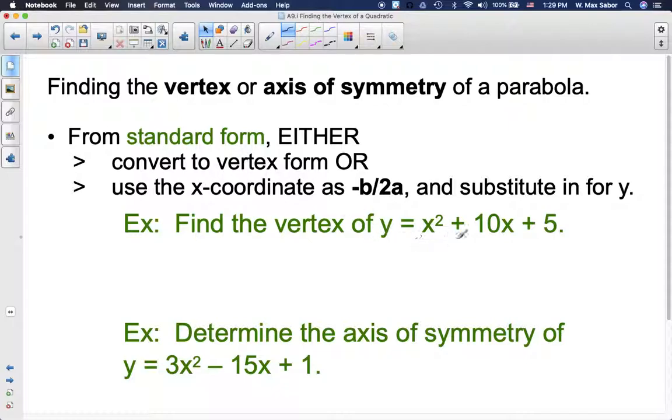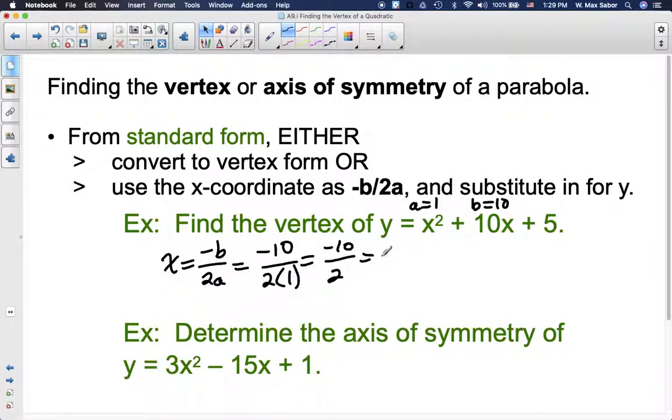For standard form, we're going to either convert to vertex form or use negative b over 2a. This is part of the quadratic formula, negative b over 2a. b is 10, a is 1. So we'll say negative 10 over 2 times 1 is negative 10 over 2, or negative 5. So that's the x-coordinate. For the y-coordinate, we put in that x-coordinate to find out the y-coordinate.